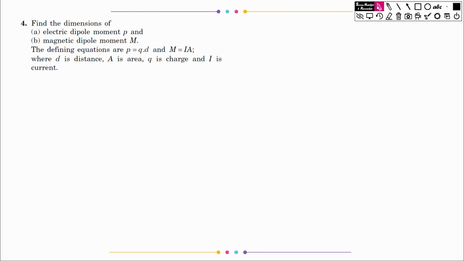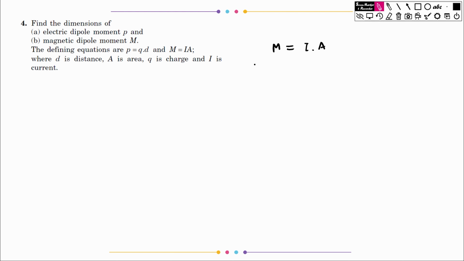Then comes magnetic dipole moment. For a current loop, the magnetic dipole moment is calculated as the product of the current I flowing through the loop and the area A of the loop. Therefore, we can write magnetic dipole moment M is equal to I into A. Now we have to find the dimension of magnetic dipole moment.